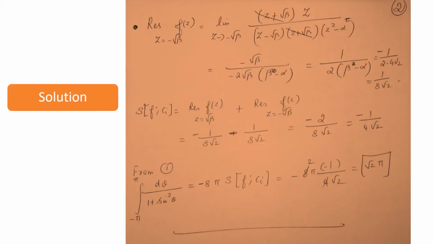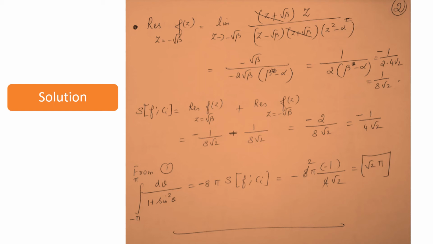The same way, we have to find the residue of the function at z equal to negative root beta. To get that, let us take the function f of z at z equal to negative root beta, the same way like what we did in the previous case for root beta. We have to find the limit at z equal to negative root beta. It is also a simple pole. So using the formula of residues, we get the result as 1 by 8 root 2.